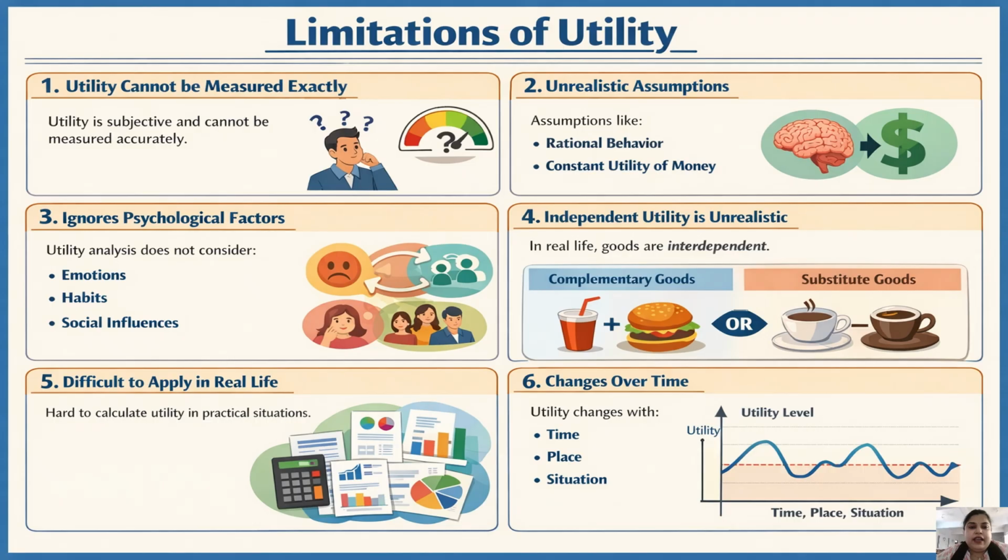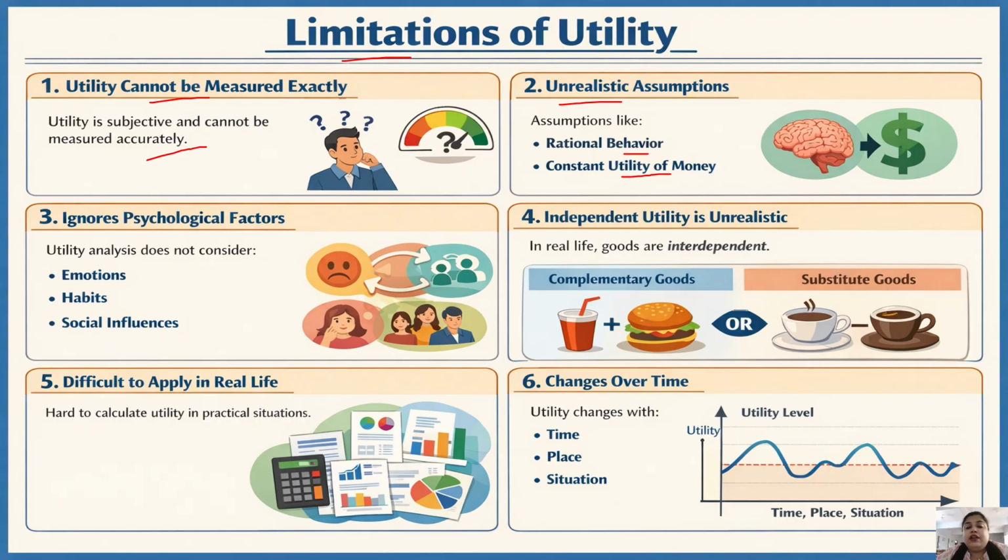Okay, when we study any topic, we see there are some limitations. Let's talk about the limitations of utility. The first limitation is that utility cannot be measured, because utility is a subjective phenomenon and cannot be measured accurately. We cannot state that utility is measured in cardinal numbers. The second one is unrealistic assumptions, like rational behavior and constant utility of money.